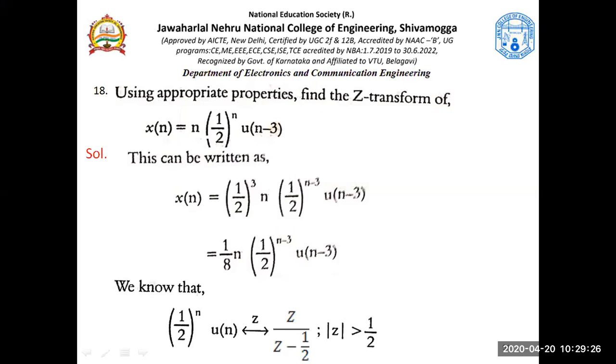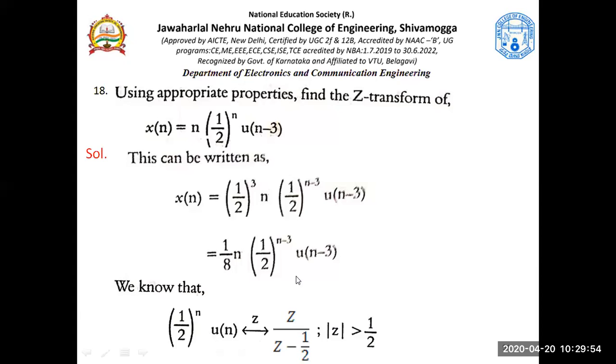Very similar to what we did in the previous problem. The first step, we identify the positive time exponential as the basic signal, and we apply the Z transform on that. The Z transform of (1/2)^n u of n is z by z minus half, with region of convergence outside the circle with radius half, since this is a positive time exponential.